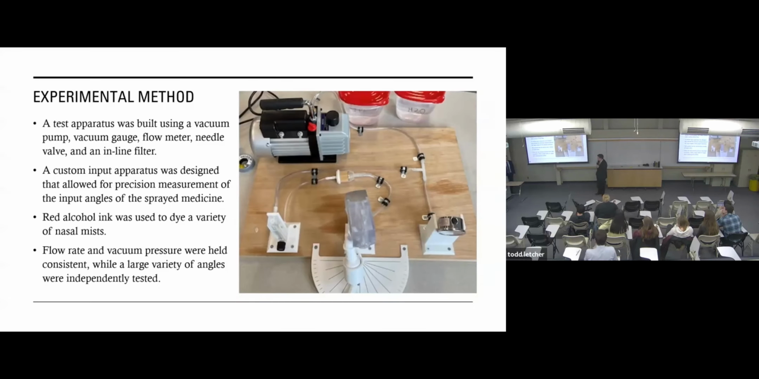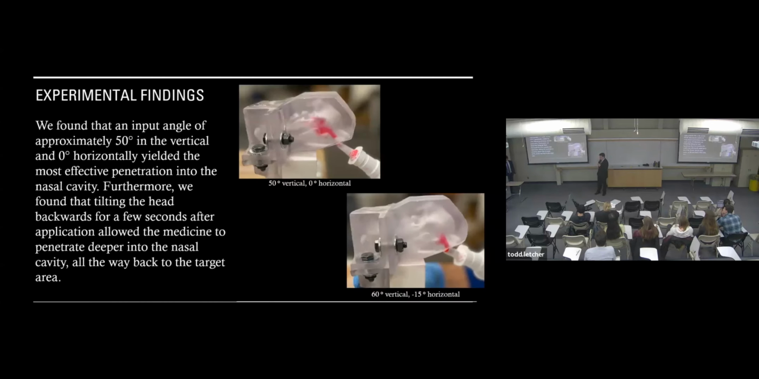Finally, we designed a custom test apparatus, as you can see here, using that bill of materials we showed earlier. The custom test apparatus is designed to run air from the vacuum pump all the way up to our 3D printed model, where we are able to input a very precise, finely tuned input angle from our medicine bottle by using a 3D printed, essentially dual gyroscopic measurement. We also used red alcohol ink to dye our mists, because alcohol is not going to degrade or damage the model in any way.